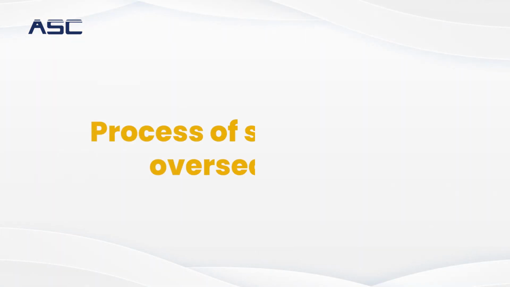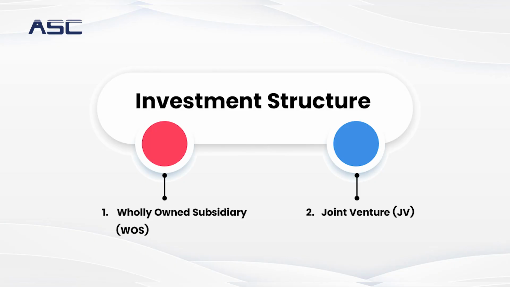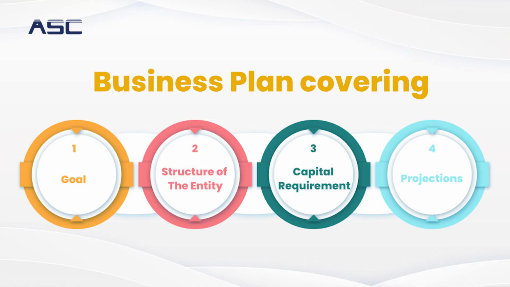Moving on, the process of setting up an overseas entity. First, you need to choose your investment structure. You can either opt for a wholly owned subsidiary company where you will have the entire stake, or a joint venture where you collaborate with foreign partners, holding a partial stake in the venture, sharing resources, and enjoying local market access. Once the structure is finalized, you will be required to prepare a business plan covering goals, structure of the entity, capital requirement, and projections for a successful business.